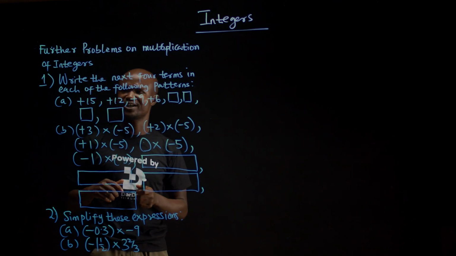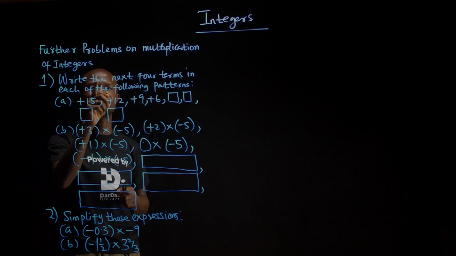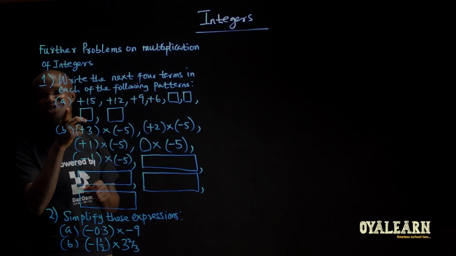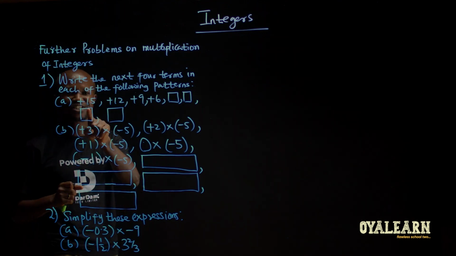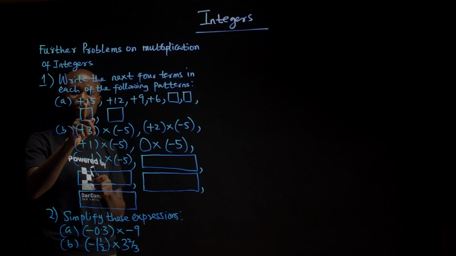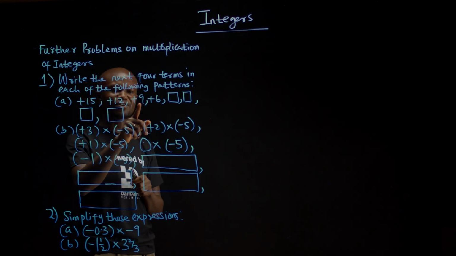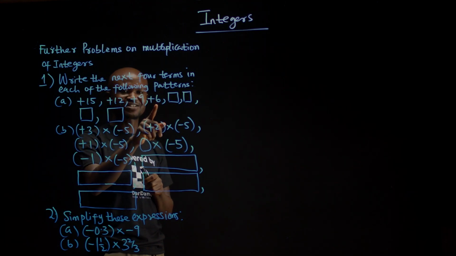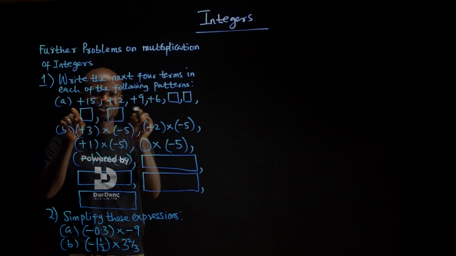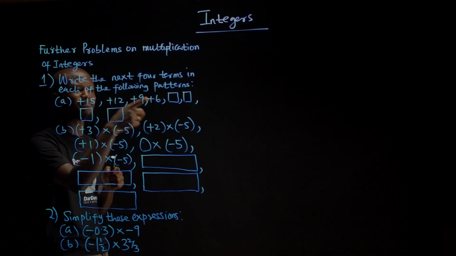The first question we are looking at: write the next 4 terms in each of the following patterns. Before you can solve this problem, you have to study the pattern. The first one we have here is plus 15, plus 12, plus 3, plus 6. Looking at this pattern, there is a general rule assigned to it. We can see that these are multiples of what?